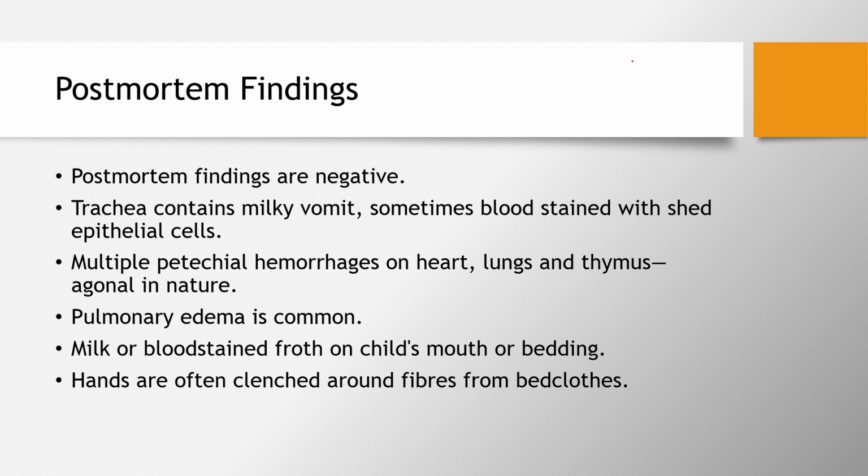Postmortem findings: there is no definite finding, and all the findings are negative. The trachea may contain milky vomit, sometimes blood stained, with shed epithelial cells. Multiple petechial hemorrhages are commonly seen in most autopsies conducted in SIDS. Petechial hemorrhages are seen in the heart, lungs, and thymus, which indicates that the child was agonal, meaning it suffered because of asphyxia, and these petechial hemorrhages occur.